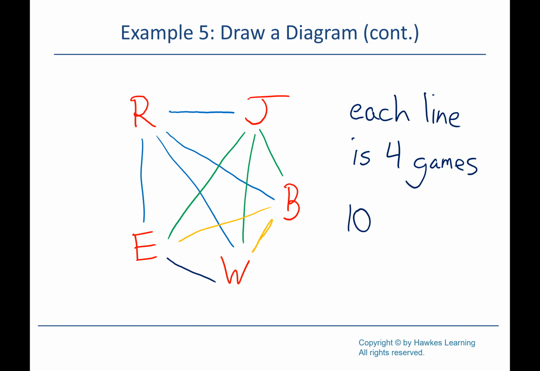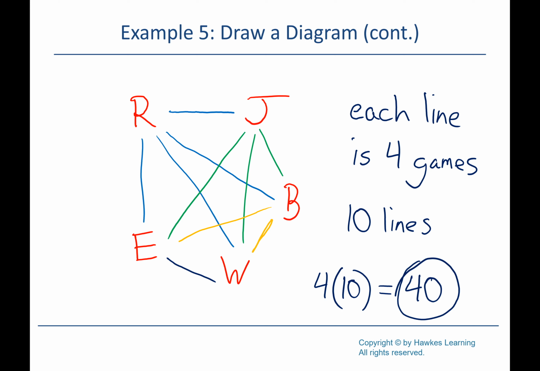We had 10 lines. So how many total games? 40. We'll play 40 total games. And that might seem like a little bit of overkill there, but if you start trying to count, it gets confusing and you forget, well, I don't have to count this one twice and things like that. So diagram's pretty helpful there.